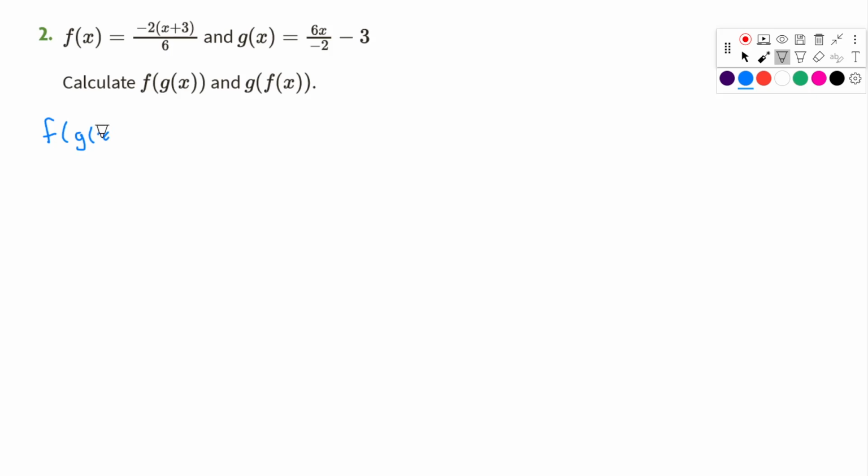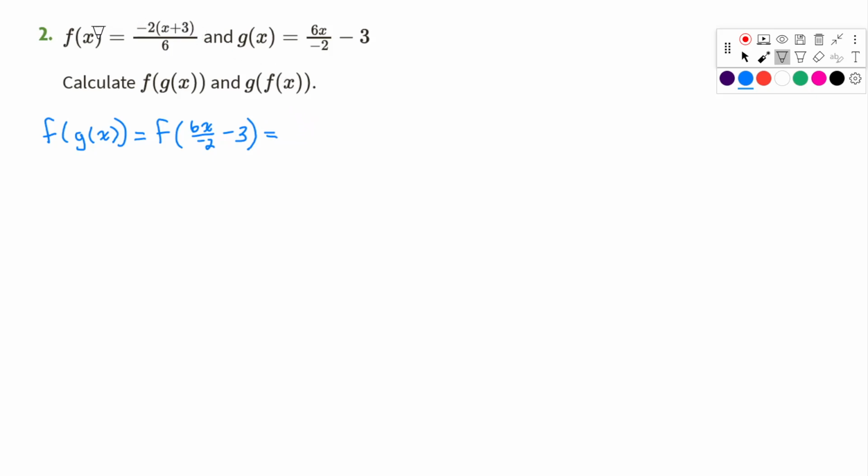We know what rule or expression goes with g of x because it's given to us up here as 6x over negative 2 subtract 3. So what that means is I need to find f of 6x over negative 2 subtract 3. Now something that might make this a little bit easier is if we simplify the 6x over negative 2, but for now I'm going to keep it just the way it is, just in case having it written that way works just fine.